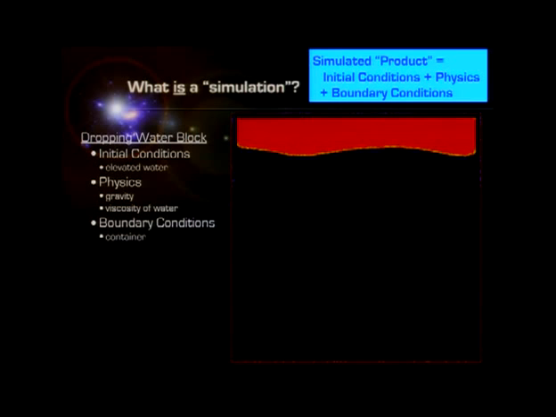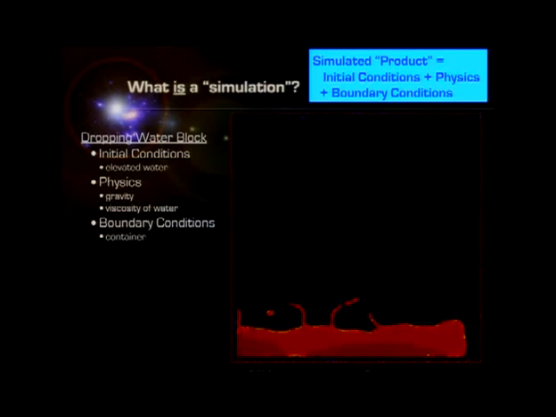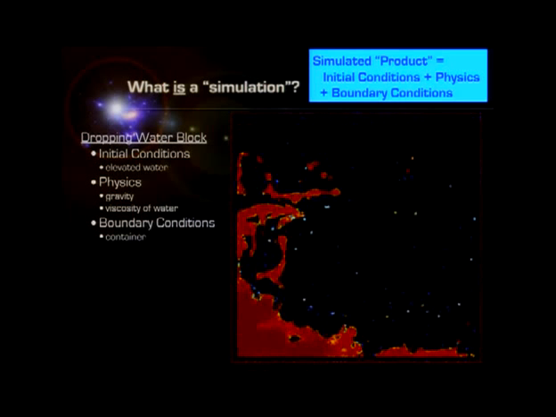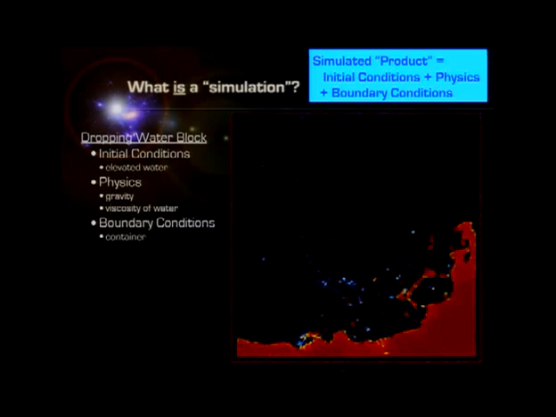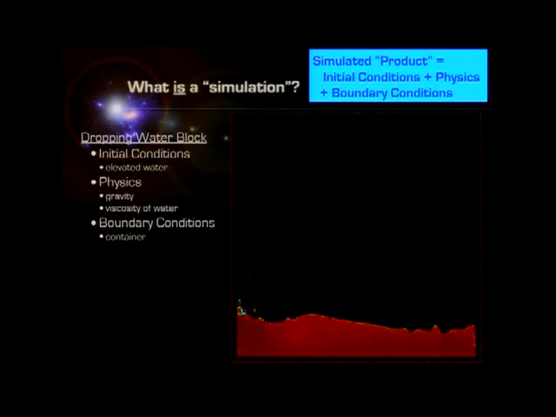So this dropping water block, well, what are the initial conditions? Well, I've just lifted some water up to the top. The physics that's at play, well, you've got the gravity, because you know this thing, when you let go of it, it's just going to drop. You've got the viscosity of the fluid, depends whether it's water or molasses or oil. The way it splashes around will be a little bit different. And we've got a boundary condition. In this case, it's actually a physical boundary. We're actually going to let this water drop into a container. And so, when you hit go, this is what you get. Looks kind of cool. But that is, by definition, what we call a simulation.